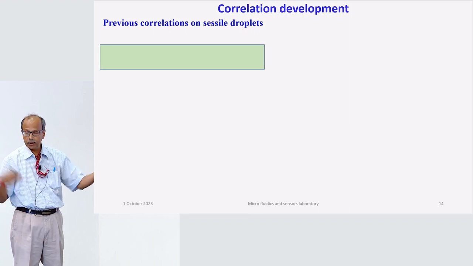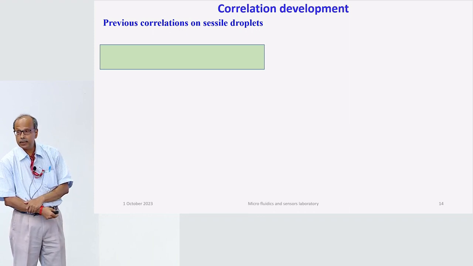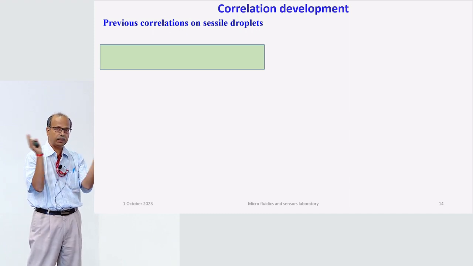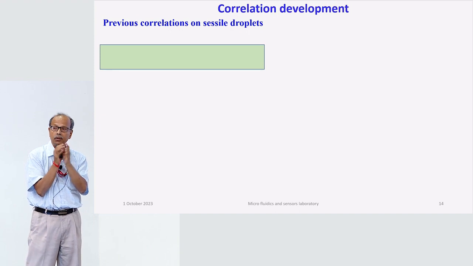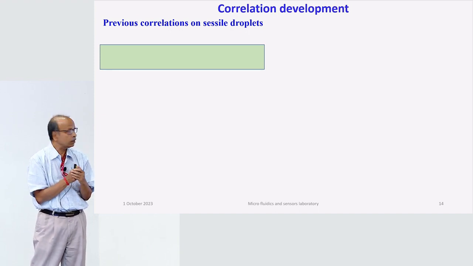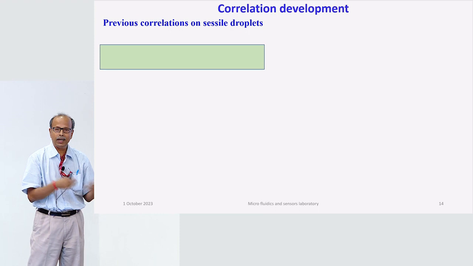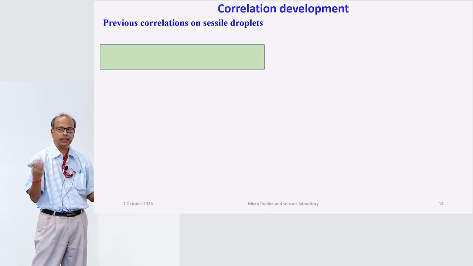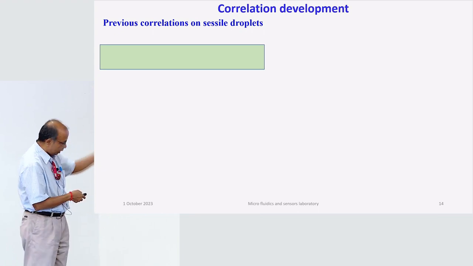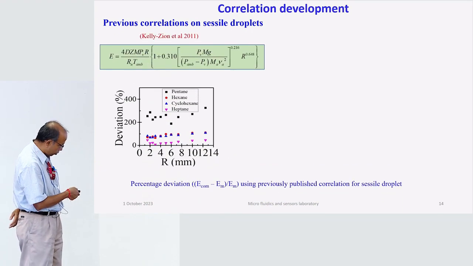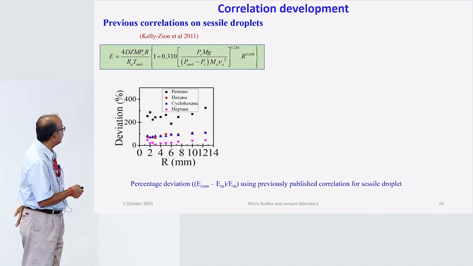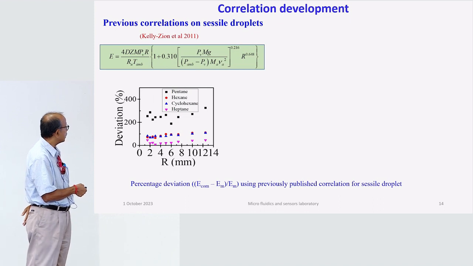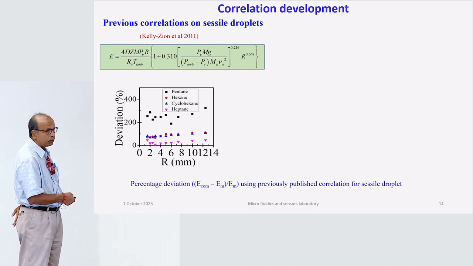So now we have a lot of data, and we see what role convection is playing. We know the total evaporation rate. The next question is whether we can put them all together and come up with an expression which will give you the convection from a cavity, which is not available yet. As usual, we have the data. We wanted to see how our data compares with sessile droplets, so we looked into the correlation available for sessile droplets and started using it for all the fluids.